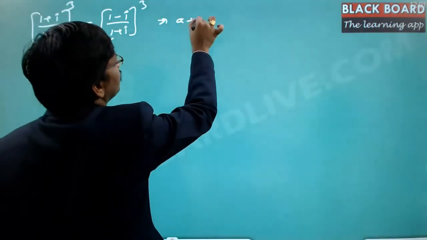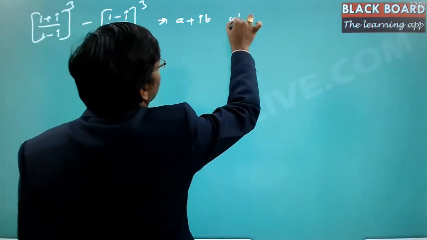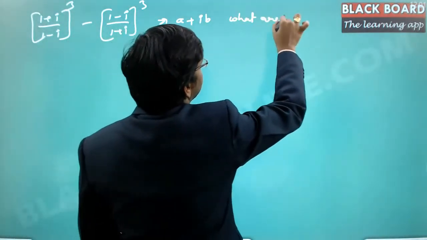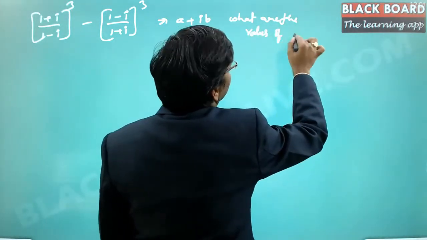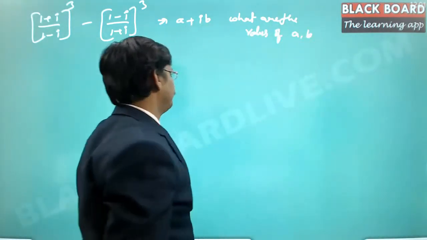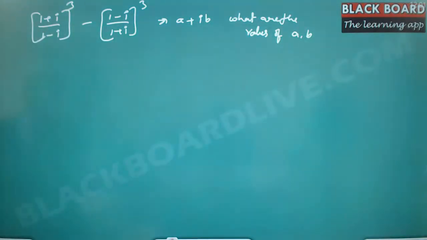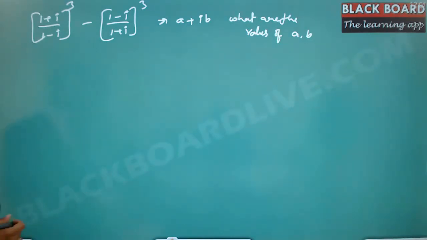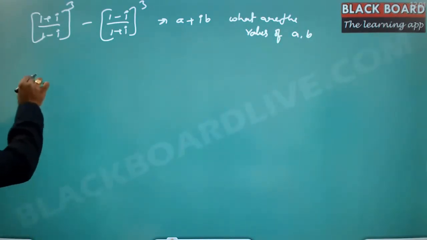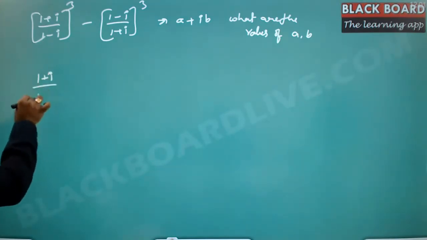So this was given in Mains once. What are the values of a, b? Now actually we can handle this problem statement in different manners. One way is you apply the Cartesian format and do it. The Cartesian format is 1 plus i by 1 minus i.